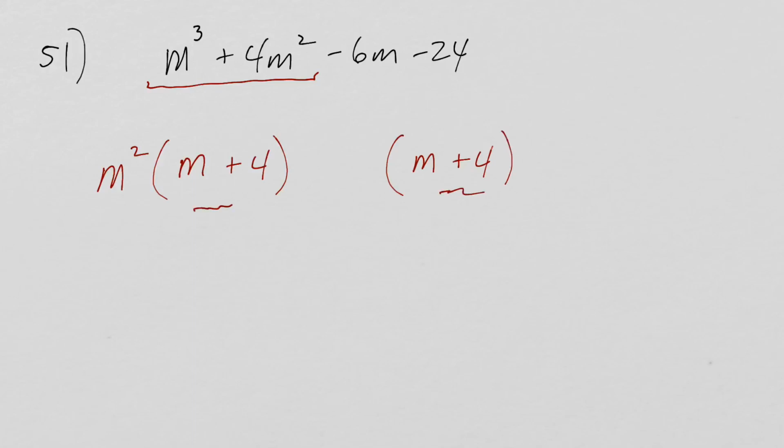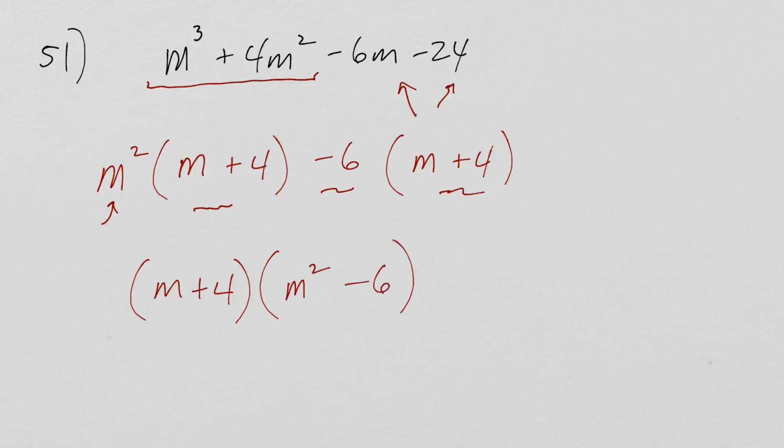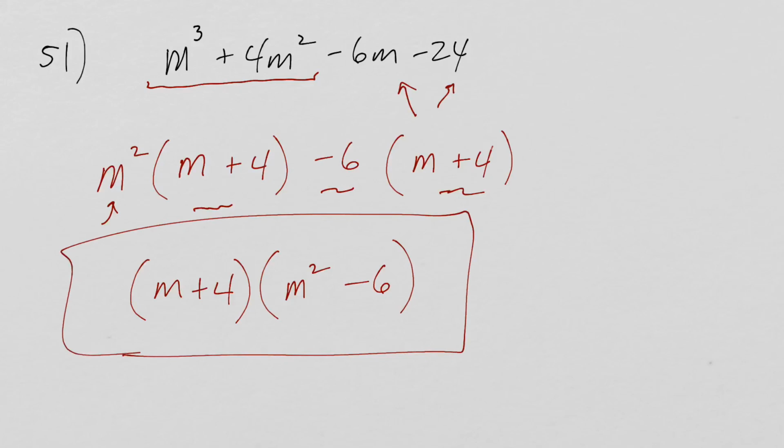Then I'll think, what do I need to put here so that when I multiply, I get back to these? And it's a negative 6. And it works for both terms. So now the m plus 4 is common to both of those, so that comes out. And I'm left with m squared minus 6. Again, you can always FOIL to make sure that you get back to the original and that you have the correct answer.